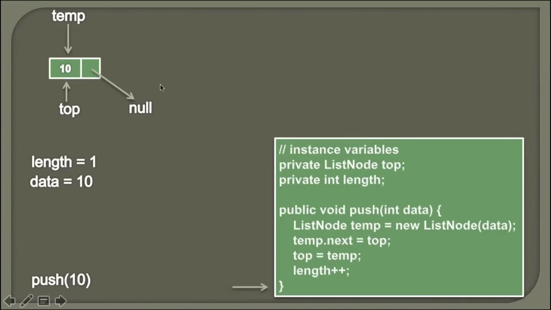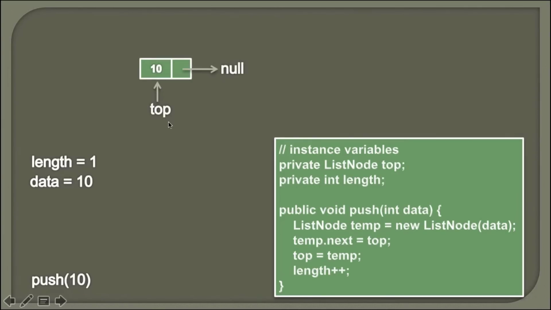So here you see when this method gets executed, the stack looks something like this. The top is pointing to a node having the data which we passed into the push method and its next is pointing to null. And therefore the stack has one element, therefore the length is 1.